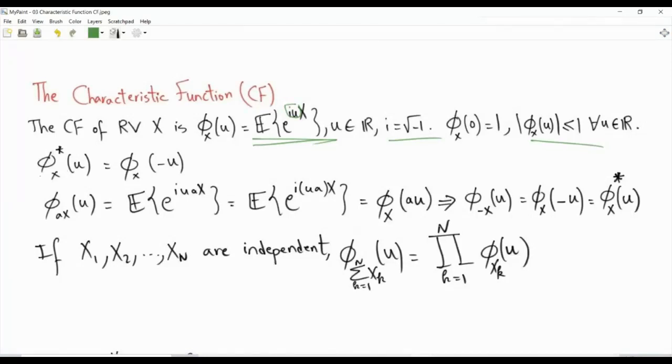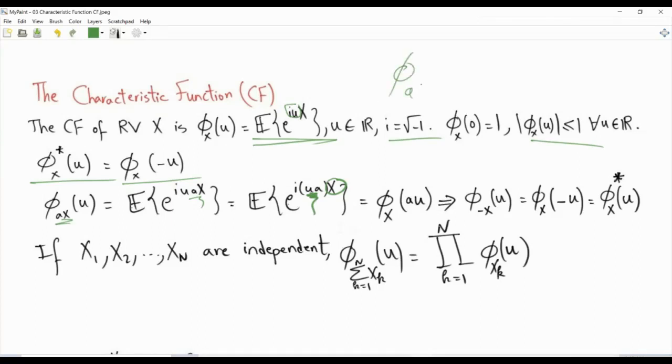Now you can show that the conjugate of the characteristic function is the characteristic function with u replaced by -u. What is the characteristic function of ax? Okay, so x is scaled by a. Well, apply the definition, expectation e to the iu ax. And then you can think of this as e to the i between brackets u a x. And so this thing is like the characteristic function of random variable x evaluated at ua, right? So keep this in mind.